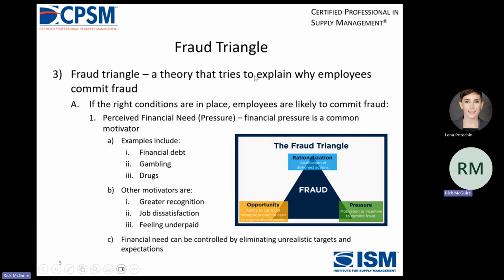So it's a theory that tries to explain why employees commit fraud. So if the conditions are in place, employees are likely to commit fraud. Maybe, maybe not. Depends on how you were brought up too. Isn't that, what was it, the X theory versus the Y theory? Yes. People are bad versus people are good. That's management looking down at us. X theory is management says these guys are all lazy and fraudulent anyway. Y theory says they're good people.